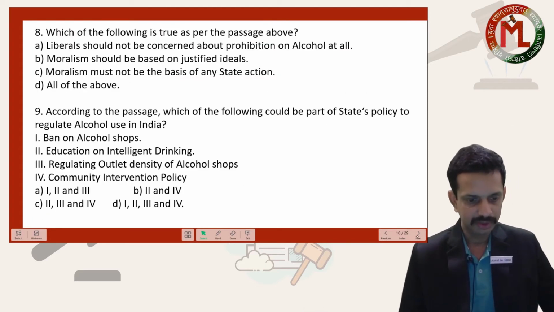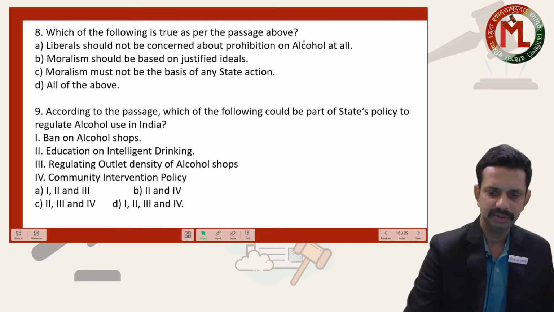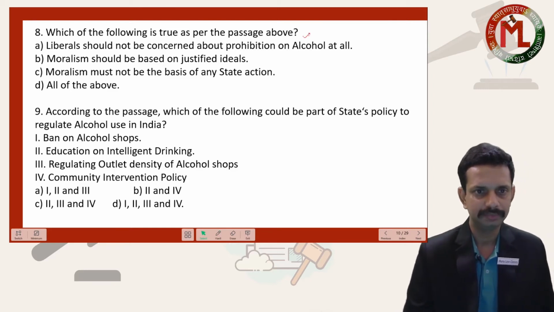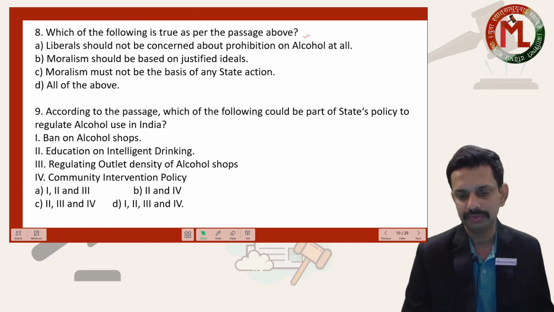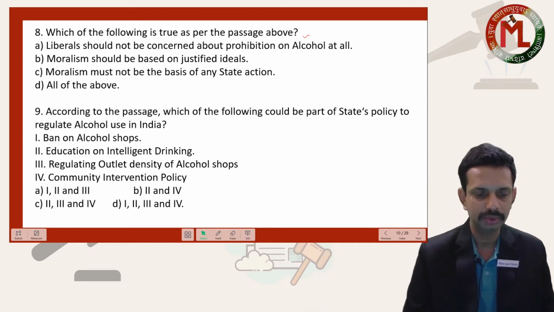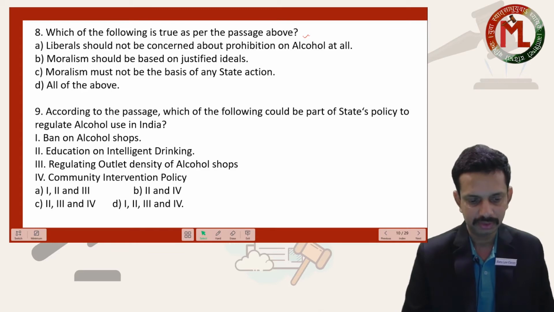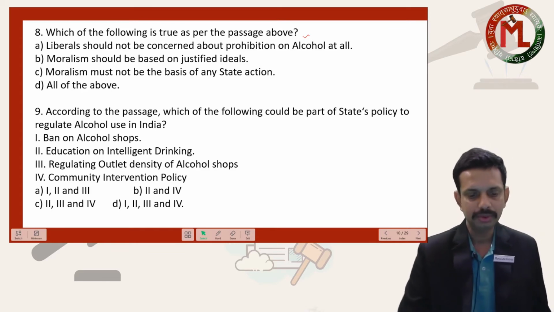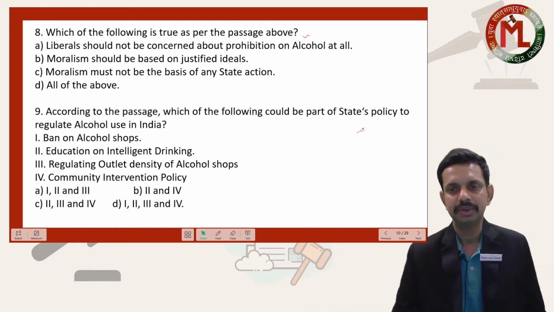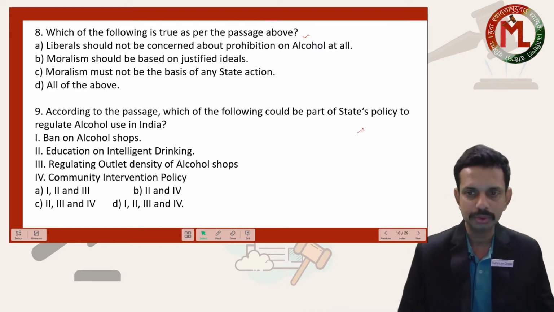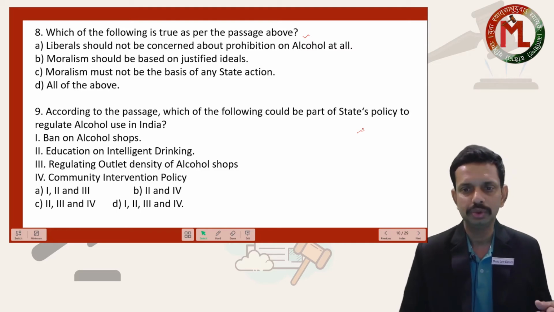Now the next question is just from basic comprehension skill. And the last one: according to the passage, which of the following could be part of a state's policy to regulate alcohol use in India? Ban on alcohol shops, education on intelligent drinking, regulation of outlet density of alcohol shops, community intervention policies. These two questions are directly based on the passage, so to solve them you need to comprehend the passage.